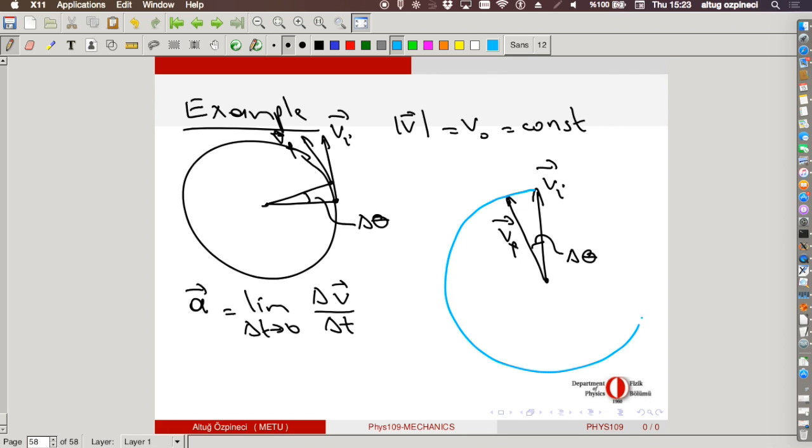I know that both of the endpoints of these two vectors will lie on the circle because they both have the same magnitude. Now we know what the delta V is. Delta V vector is a vector connecting this endpoint head to this head. So this is my delta V. This is delta V.